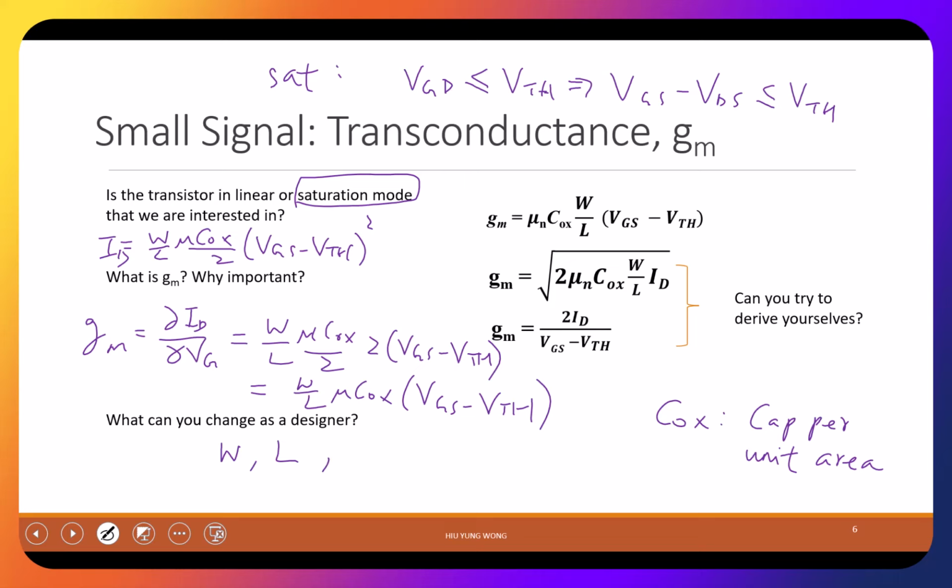Another thing you can do is VG, right? Because you can design a circuit to bias the transistor at a different voltage. So in your project, these are things you want to change to achieve the goal. Any questions? And of course, when you change VG, you also change ID, right? That is relevant to here, ID.